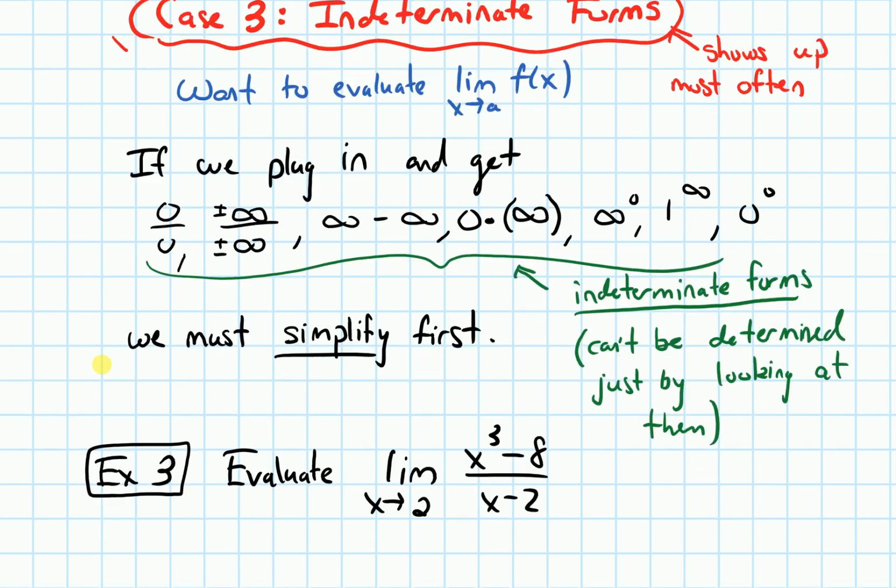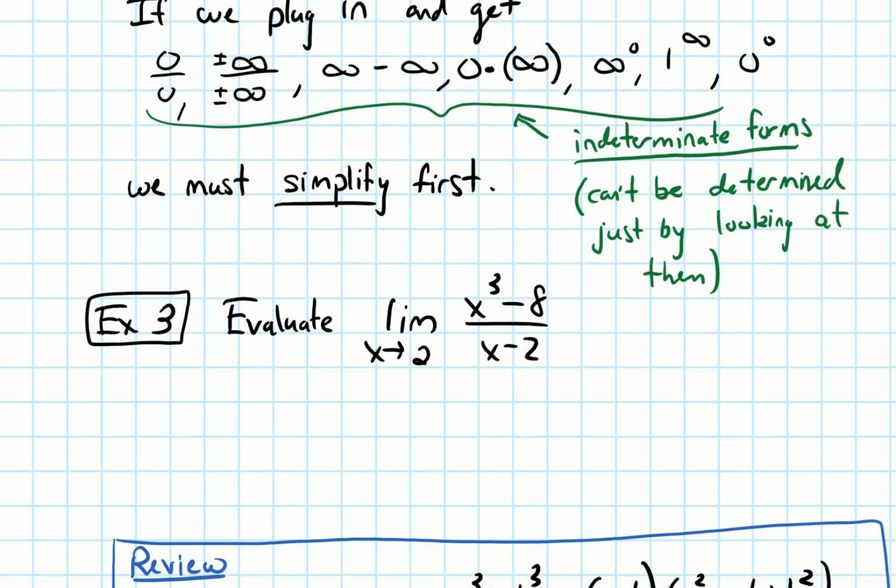Okay, so for this case, we have to simplify first. So let's look at an example. Let's say I have the limit as x approaches 2 of x cubed minus 8 over x minus 2. We actually saw this limit back in section 3.1 when we were doing things with a table of values. But let's see if we can do this algebraically now.